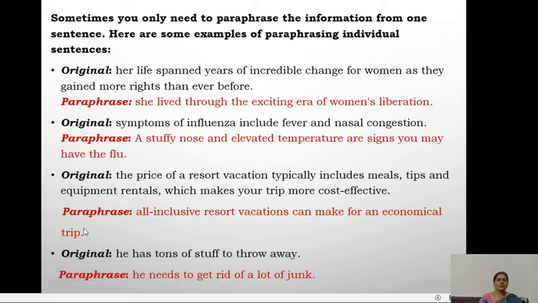Now let us see one more thing. He has tons of stuff to throw away. He needs to get rid of a lot of junk, tons of stuff. So here, what you observed is that instead of using the same words and the same phrases, we are trying to make use of a different word and a different phrase which conveys the same thing.